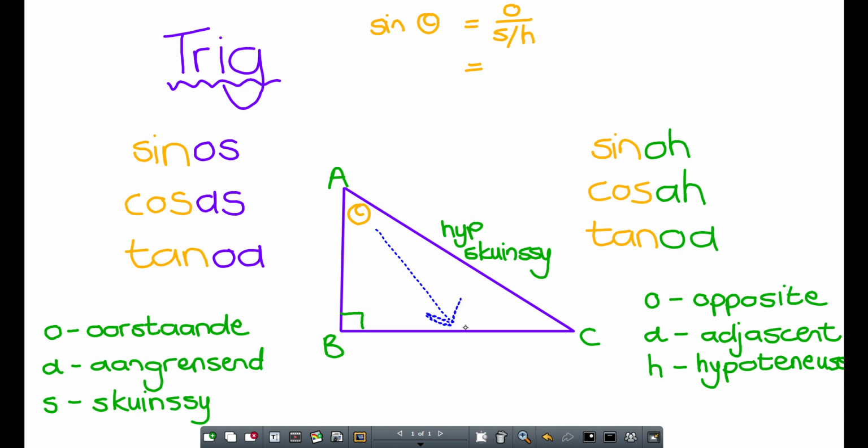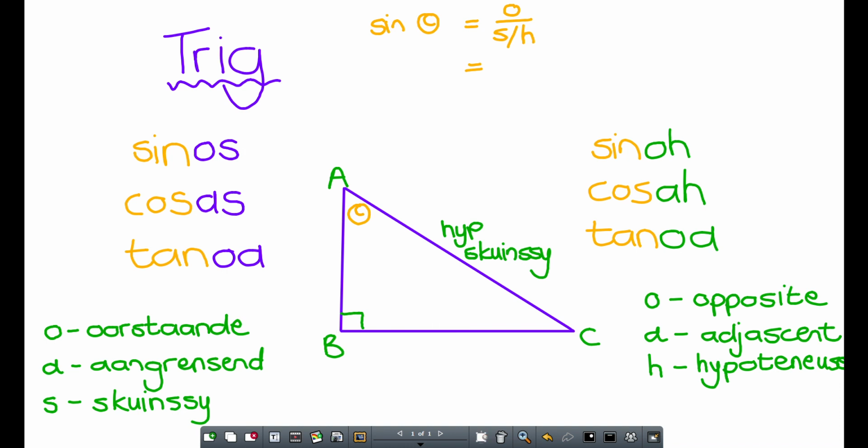Ek gaan nou, daarbo staan O oor S, as jy Afrikaans is. Kyk gou, so stem julle saam, oorkant theta, oorstaande, or opposite theta, would be that BC, side BC. Sien julle dit? Do you guys see it?